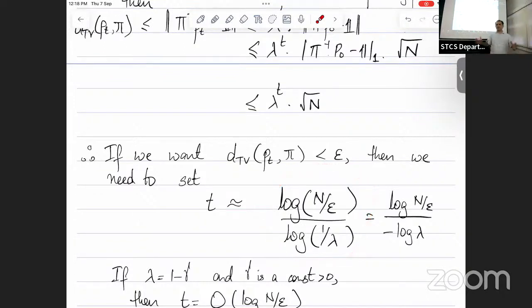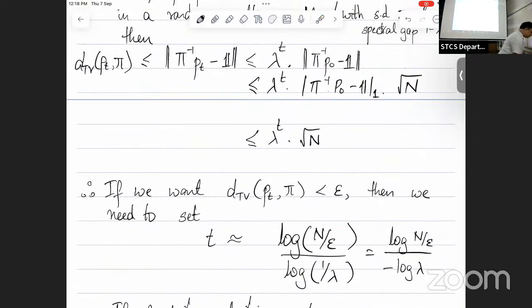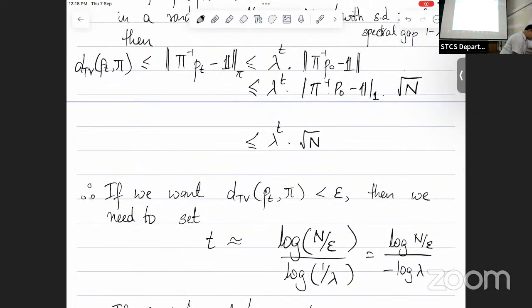But this is an upper bound. Taking t steps, where t equals this, is sufficient to guarantee that your current distribution is within epsilon in statistical or total variation distance to the stationary distribution. All the norms in those statements are with respect to pi. Yeah, everything here is with respect to pi.